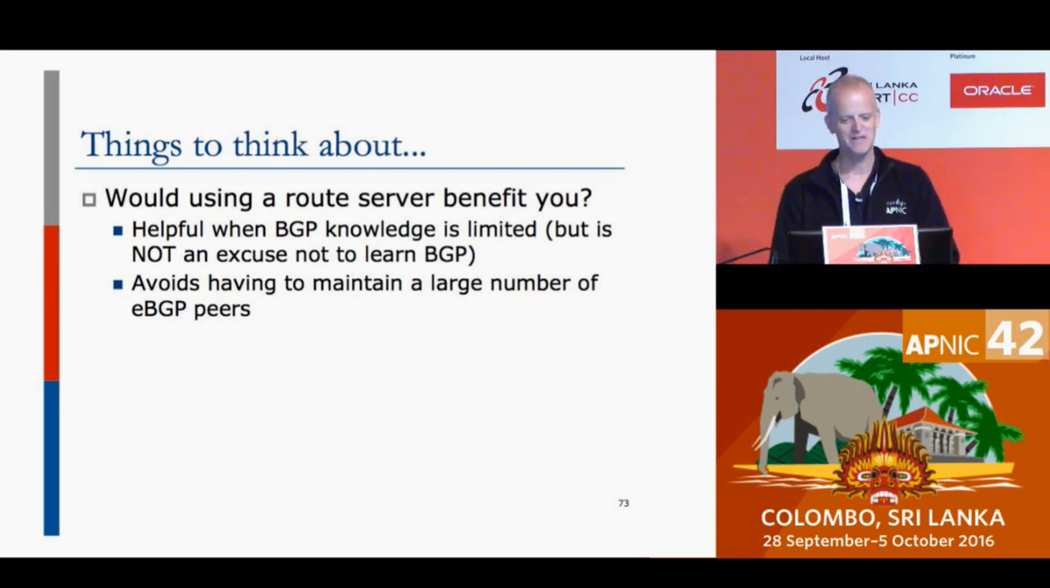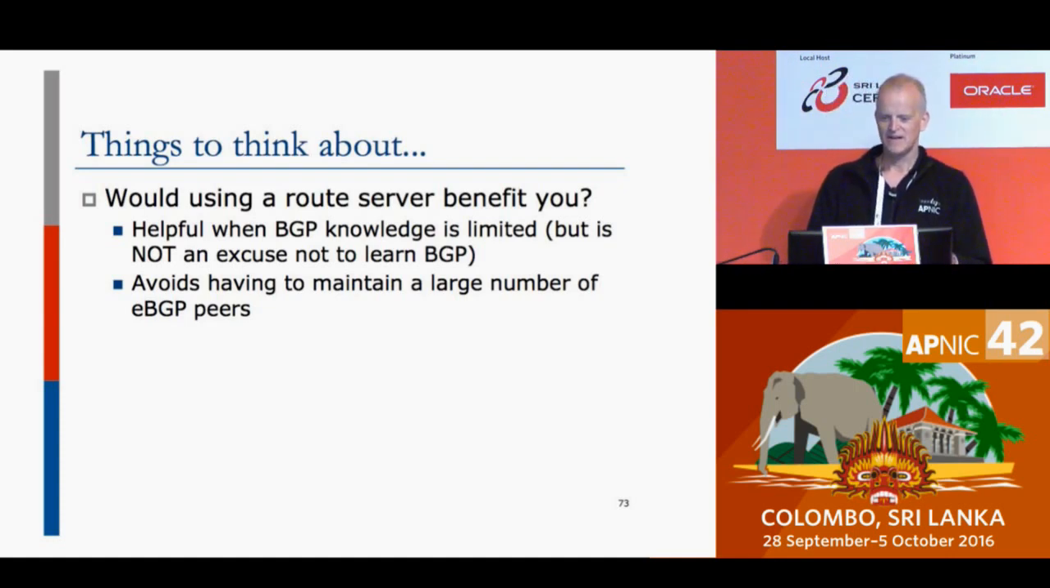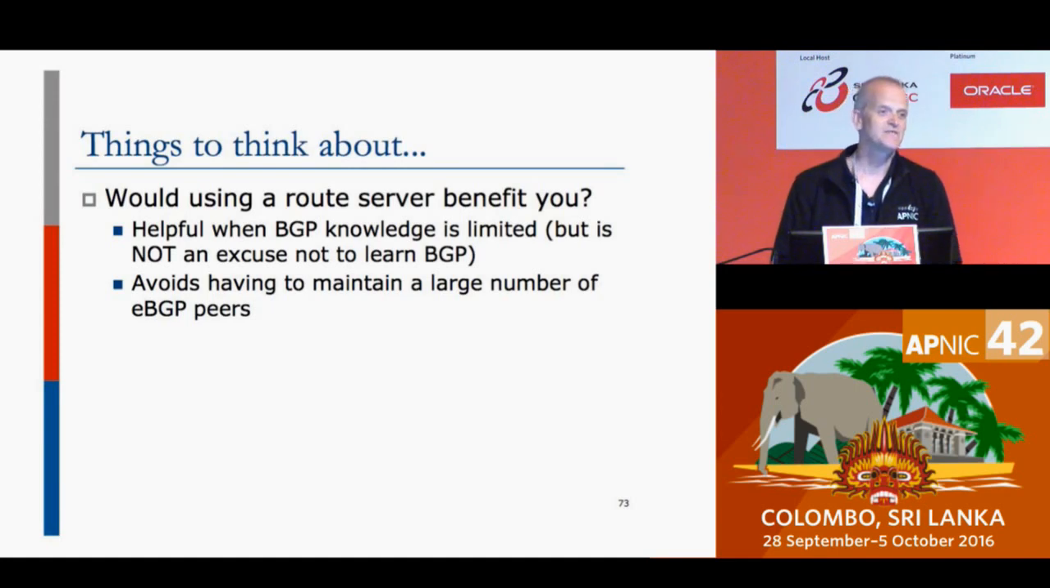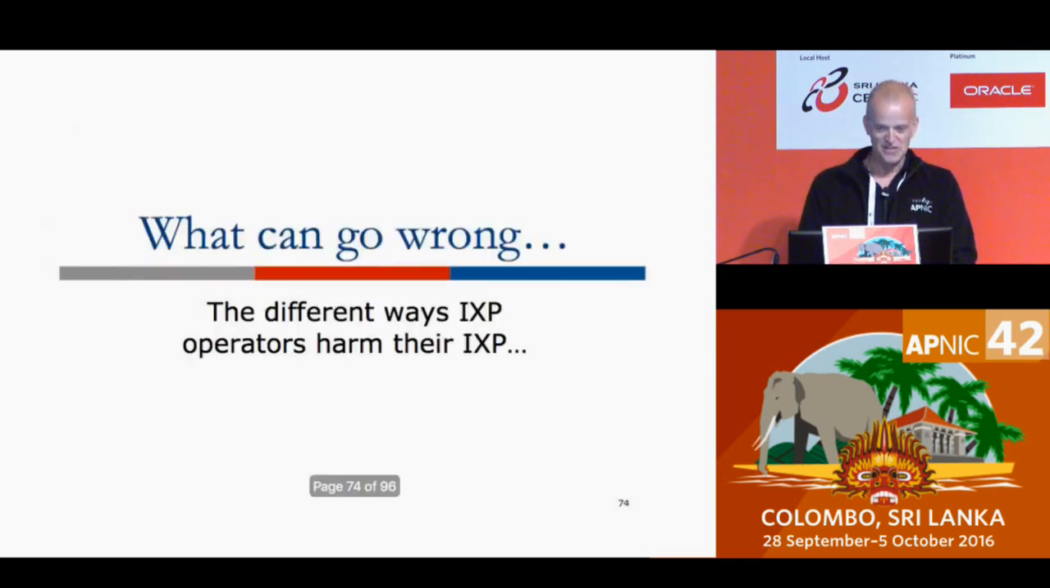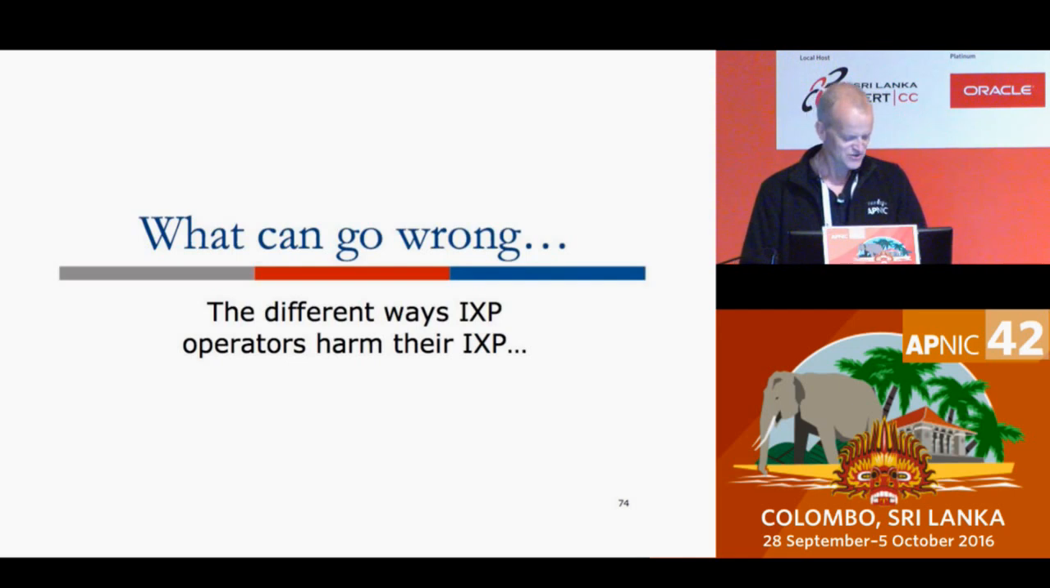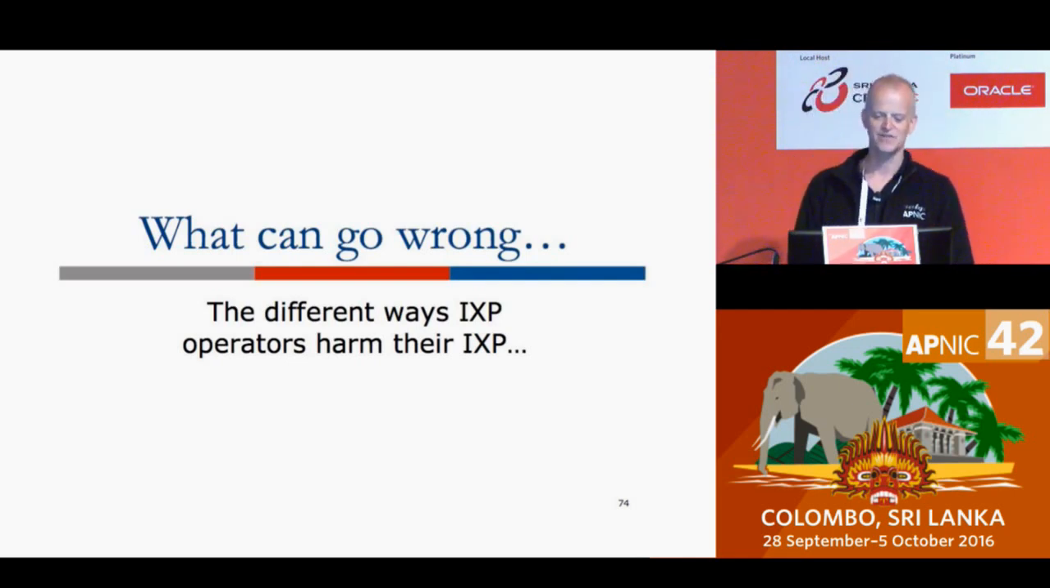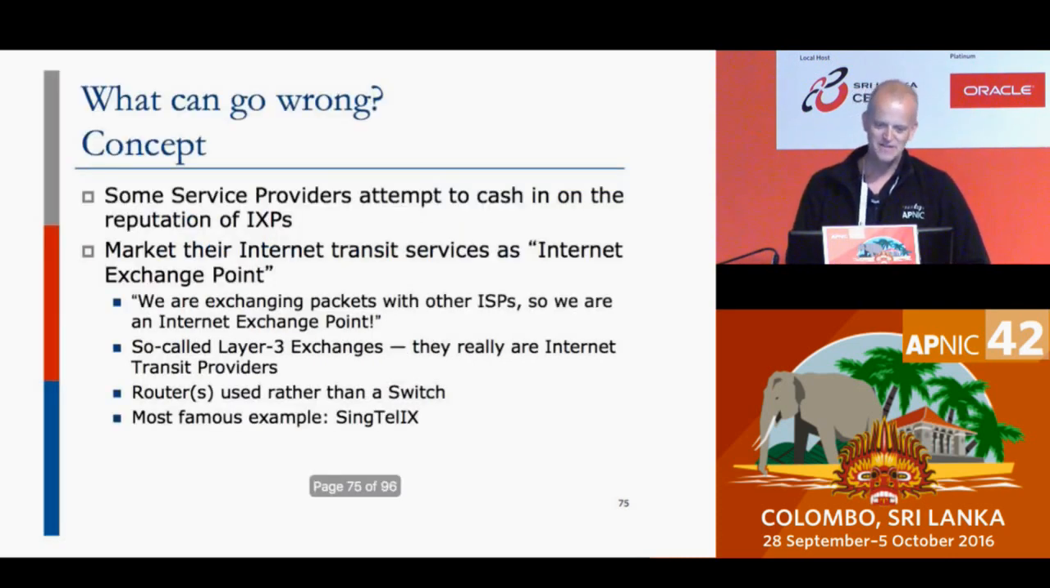Anyway, I think BGP is relatively simple. Plenty of workshops, plenty of training are out there, so it's not hard to get this set up. And of course, having a route server there means you don't have to maintain a large number of eBGP peers. So I've got a few slides about what can go wrong, and I'm sure this is not exhaustive. But this is stuff I've just accumulated over the years, helping exchange points getting started and so forth. So let's see.